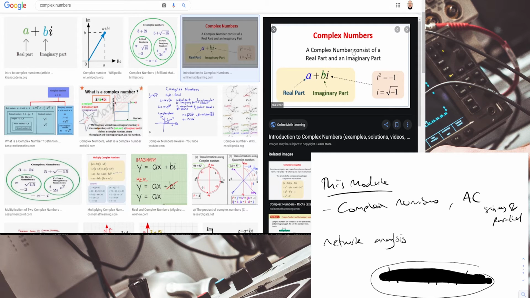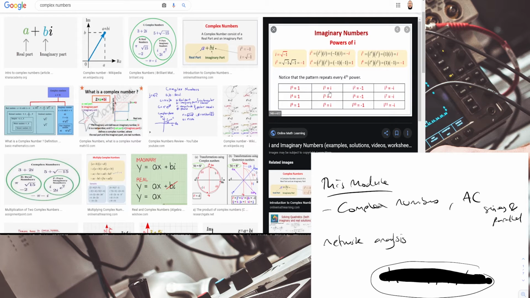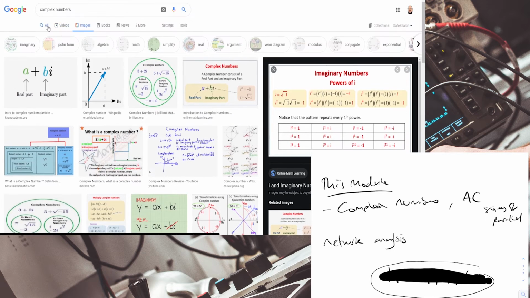Okay, a complex number consists of a real part and imaginary part. i squared is equal to minus 1, i is equal to the square root of 1. Don't really get that. Notice that the pattern repeats every fourth power. i to the power of 0 is equal to 1, i to the power of 1 is equal to i, i squared is equal to minus 1. Okay, I'm not going to get it like that.